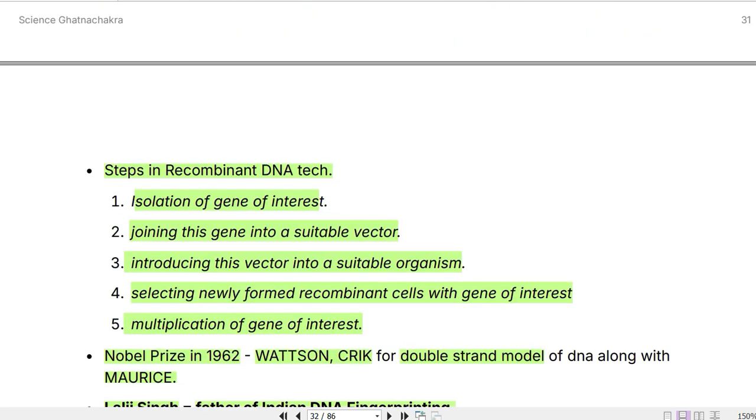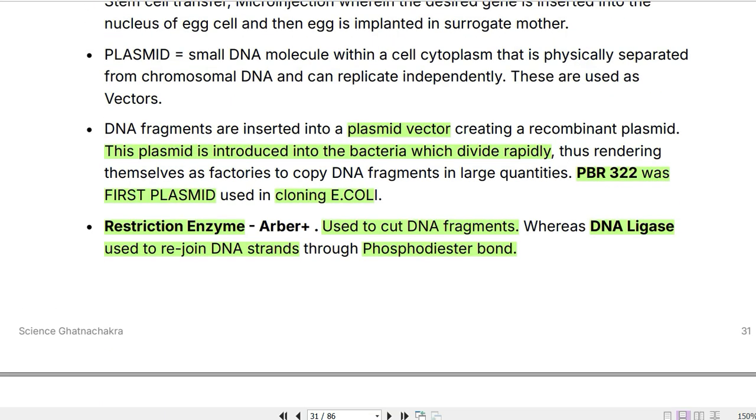So what are you doing here? Once again you are putting the vector into a suitable organism, that is nothing but a bacteria which has the potential to multiply. So it will multiply, and with the new DNA that was introduced in it, selecting newly formed recombinant cells with the gene of interest and then multiplication of the gene of interest. Okay, so the same thing is happening here. Basically you took DNA, put it in a vector which has to be in the form of a plasmid, and then that plasmid goes into a bacteria, I think.